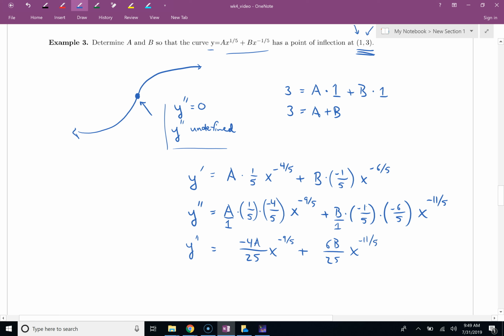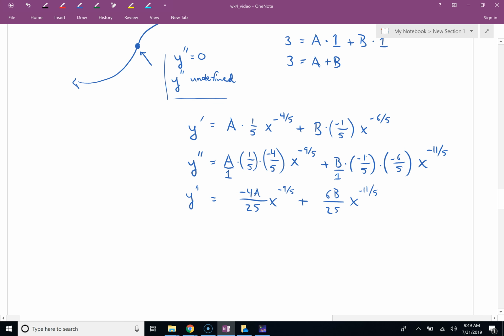Now, next up, we want our inflection point when x is equal to 1. So I need to plug in x equals 1 into all of these things. And so I'm going to get -4a over 25, and 1 to any power is just 1, so that's quite nice. So this is multiplied by 1, and of course multiplying by 1 doesn't alter the value at all. So I'm going to do plus 6b over 25, and again, I need to plug in 1 for x. 1 raised to any power is just 1, and 1 times anything is itself.